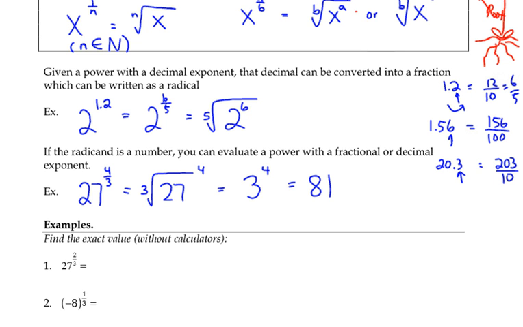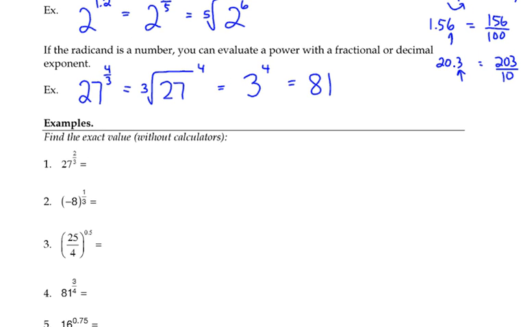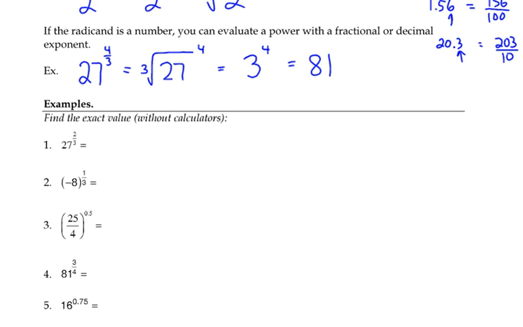Okay? All right, so we're almost done, I believe. Close. We're getting there. Okay, find the exact value without a calculator. So, if we see a fractional exponent, what are we going to turn it into? A radical.